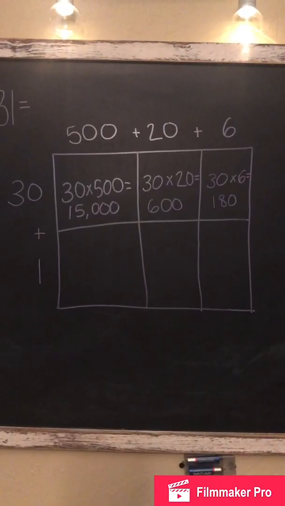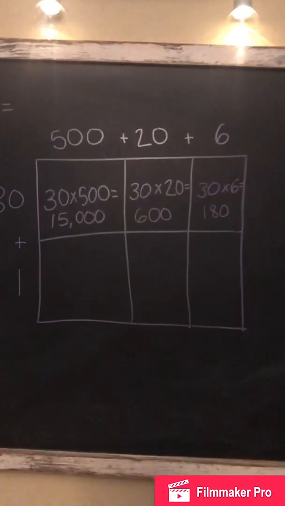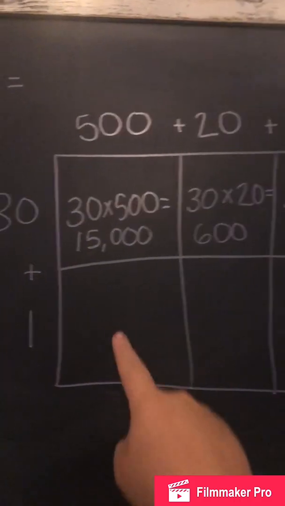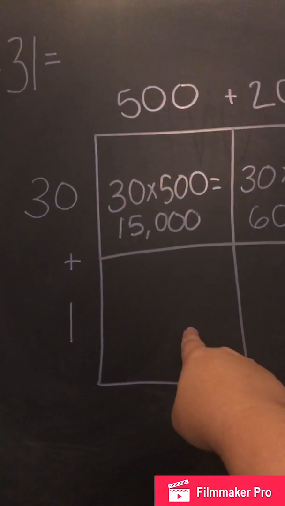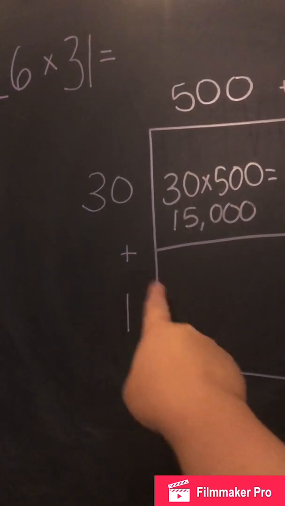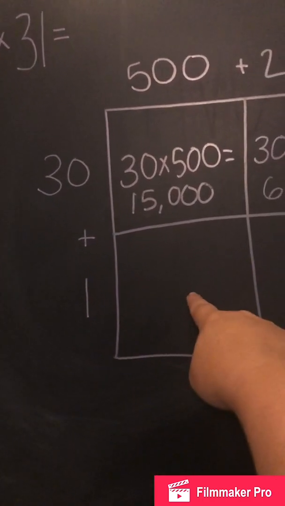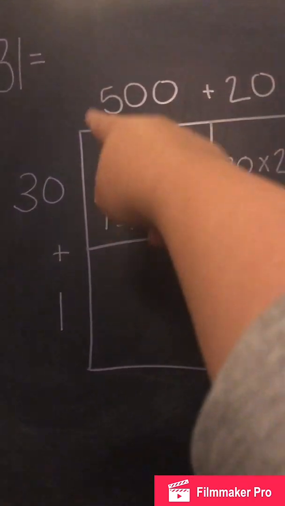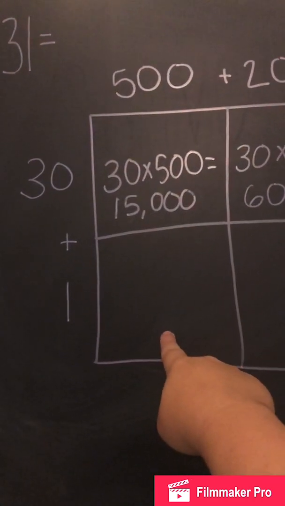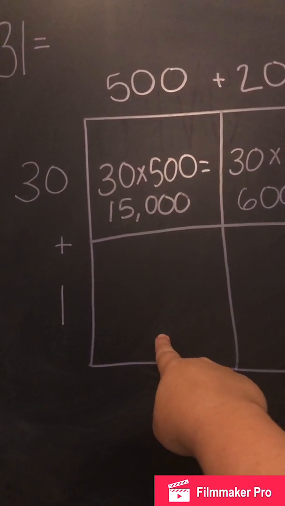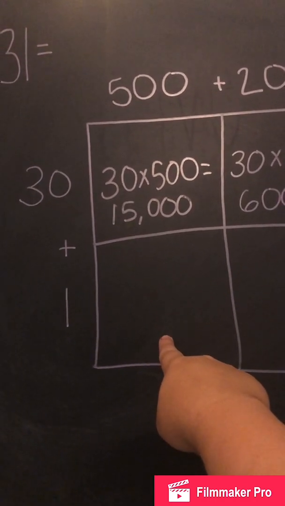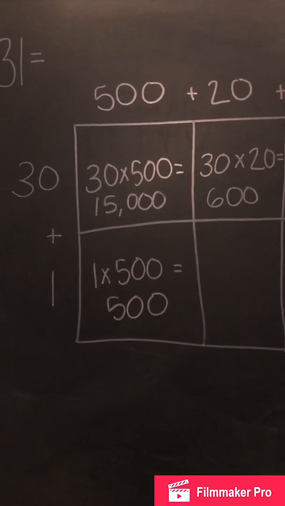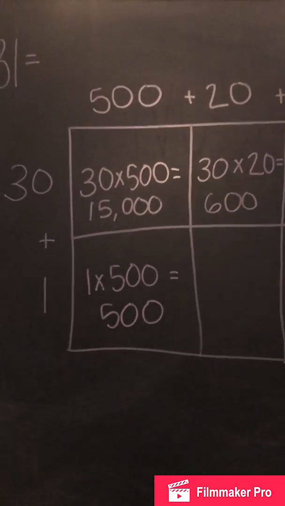I can begin working on my fourth box. Again, I want to start by placing my finger in the box. I'm going to go over to the left. I see I have a 1. Then I'm going to go back to my box and go up. I see I have 500. I know in this box I'm going to put 1 times 500. 1 times 500 equals 500.